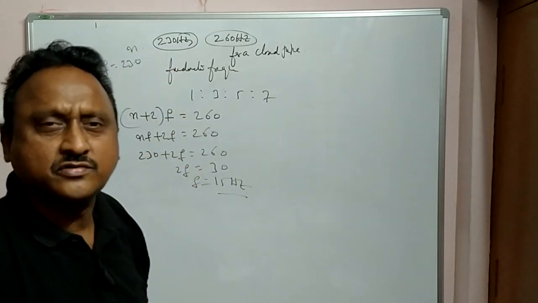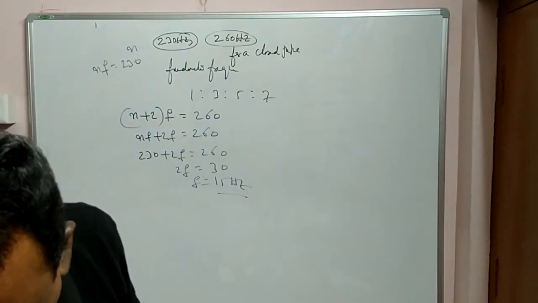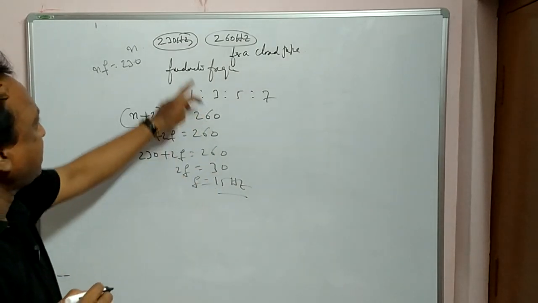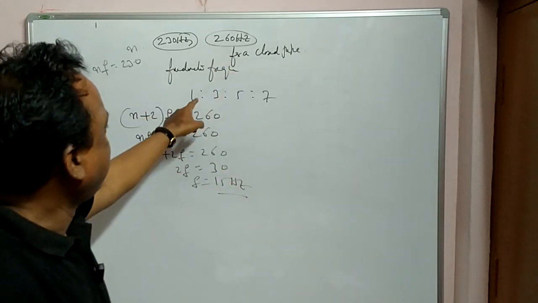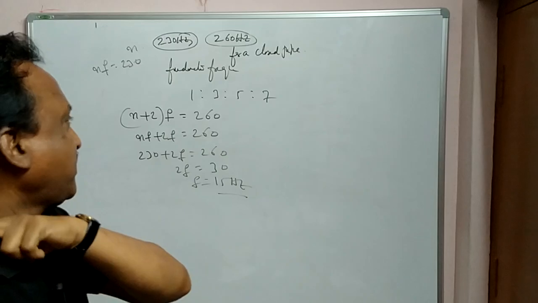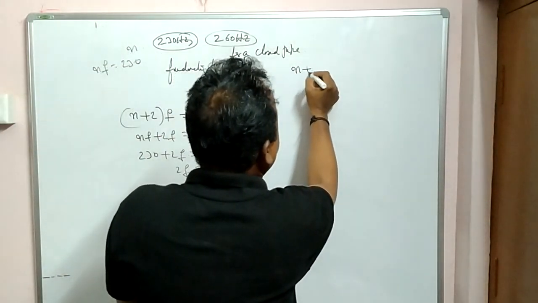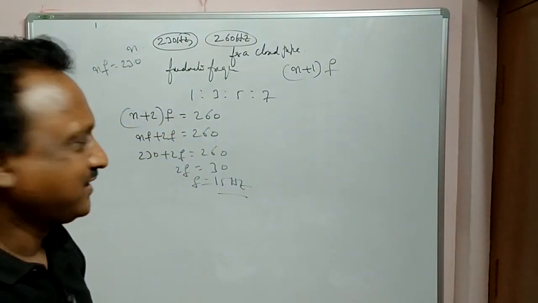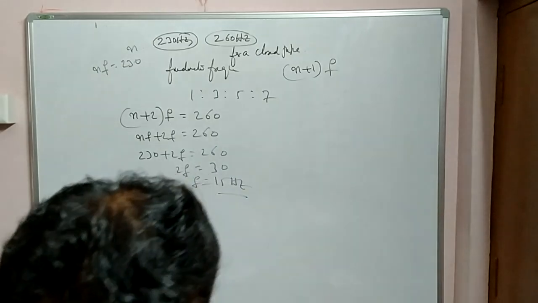So this is how you have to solve for a closed pipe. Is it understandable? So this is the answer: the fundamental frequency is 15 Hertz. Because if this is nth, the next is n plus 2, as the ratio is 1:3:5, so plus 2. So n plus 2 into f. For an open pipe it changes to n plus 1 into f, because there the ratio is 1:2:3. So this is the fundamental frequency. Like this you have to solve the problems.